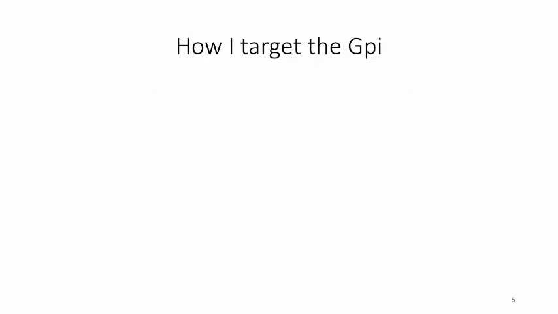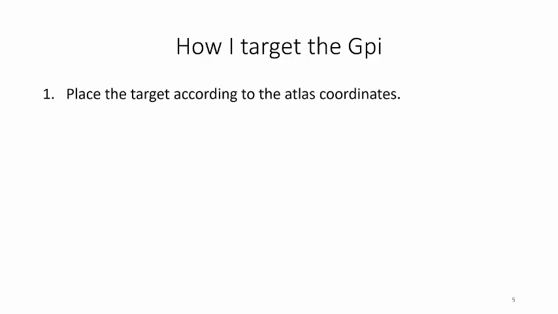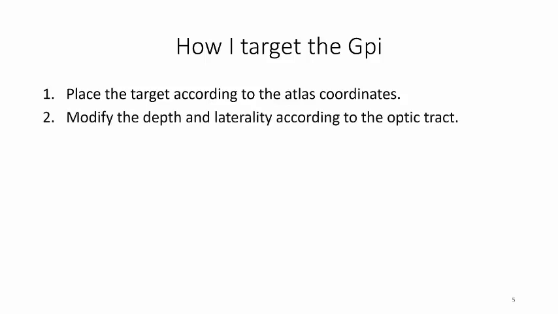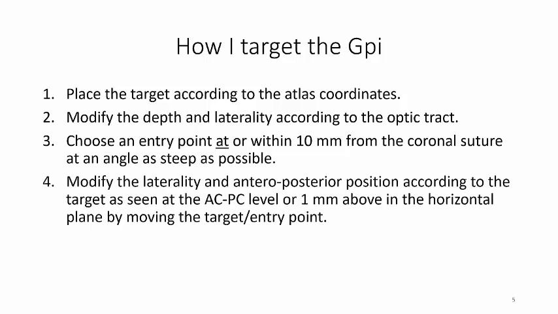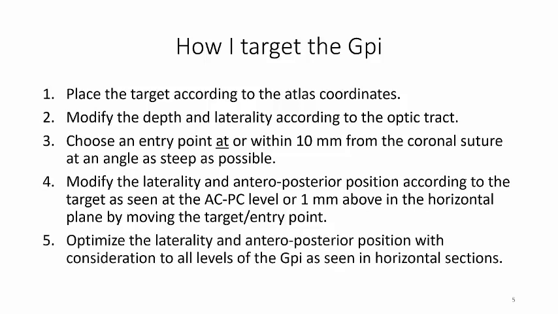I target the GPI in 5 simple steps. First, I place the target according to the atlas coordinates. Then we modify the depth and laterality according to the optic tract. We choose an entry point, typically at or within 10 mm from the coronal suture at an angle as steep as possible. We then modify the laterality and anterior-posterior position according to the target as seen at the ACPC level in the horizontal plane by moving the target and entry point. Finally, we optimize the laterality and anterior-posterior position with consideration to all levels of the GPI as seen in the horizontal sections.